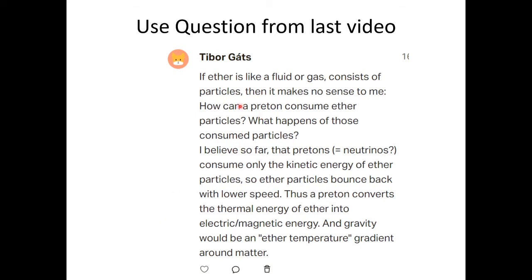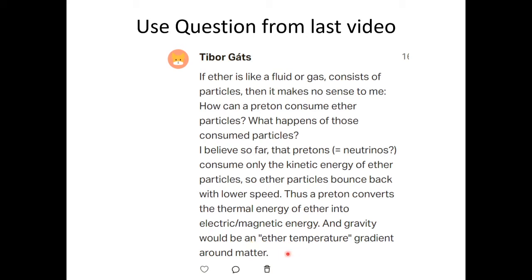And so his question is, if ether is like a fluid or gas consisting of particles, then it makes no sense to me. How can a preton consume ether particles? What happens to those consumed ether particles? My belief so far is that pretons are analogous to neutrinos, consume only the kinetic energy of the ether, and so ether particles bounce back at a lower speed. Thus, a preton converts the thermal energy of ether into electric and magnetic energy. And then gravity would be an ether temperature gradient around matter.